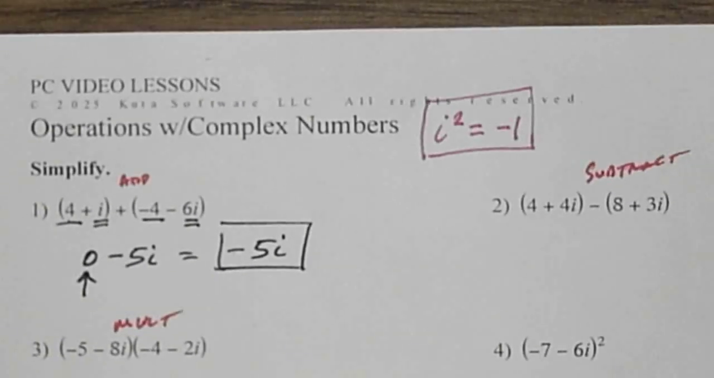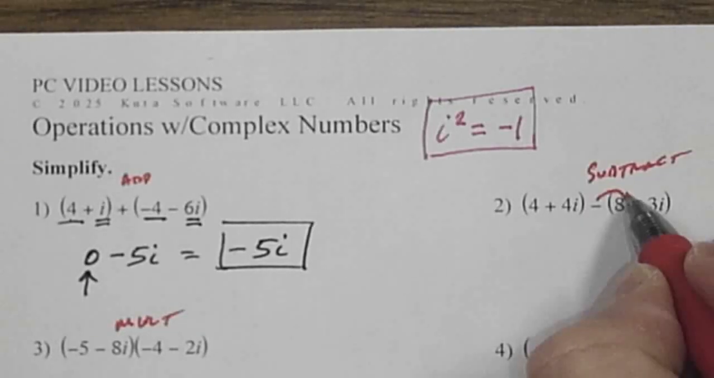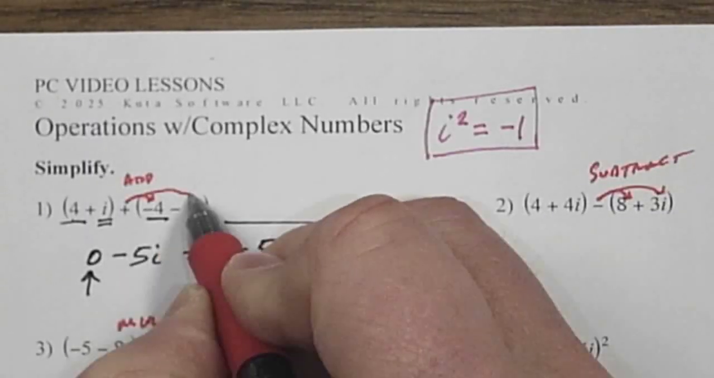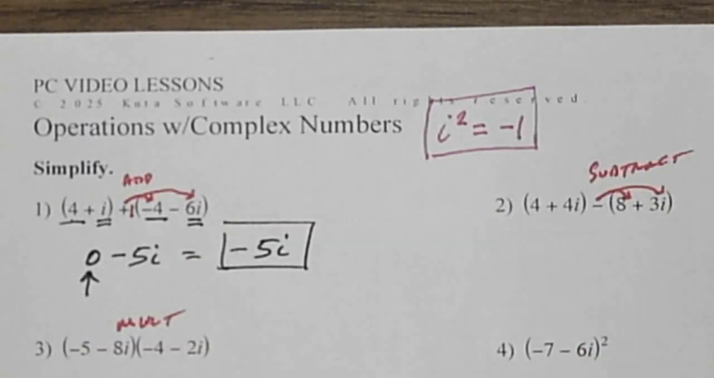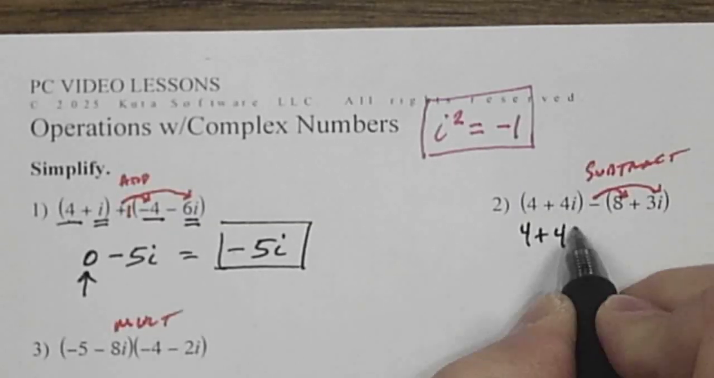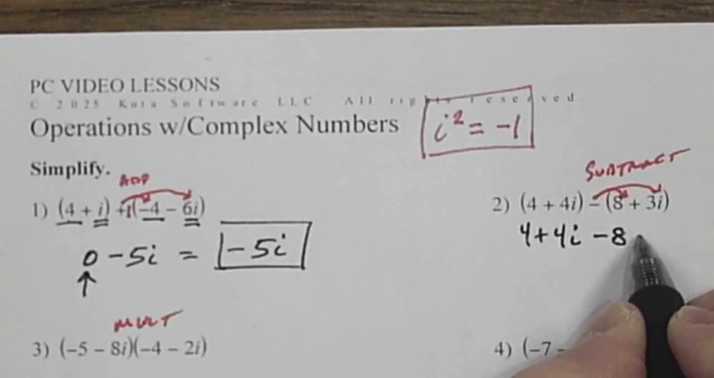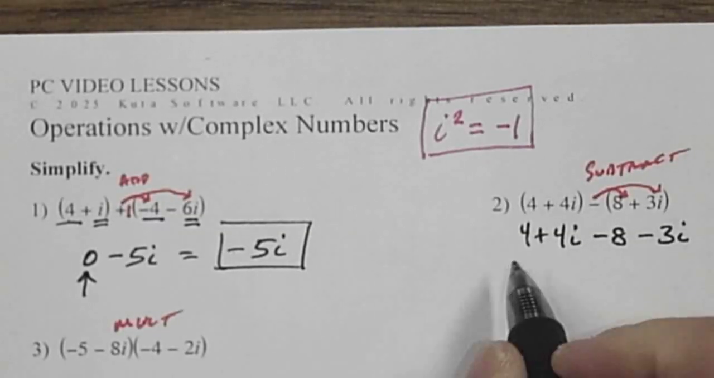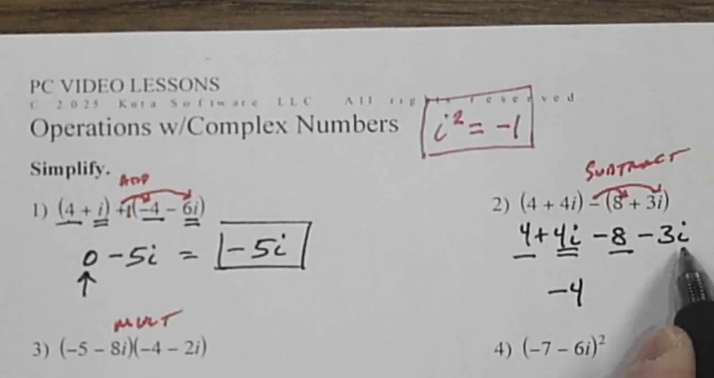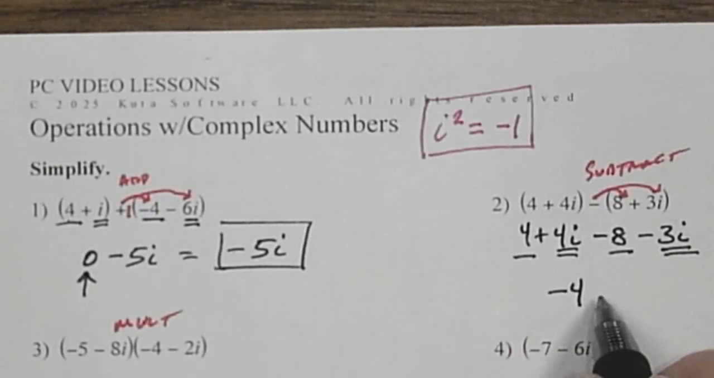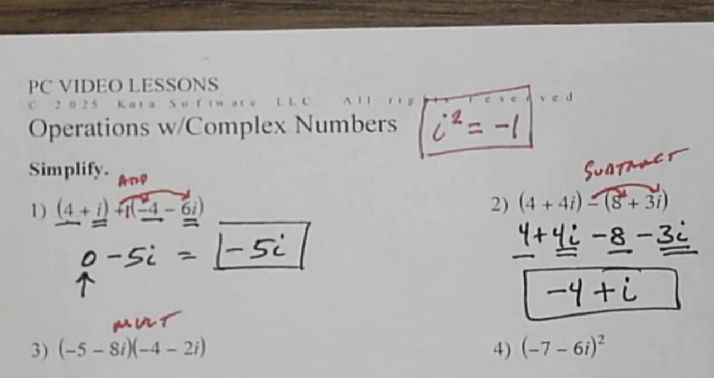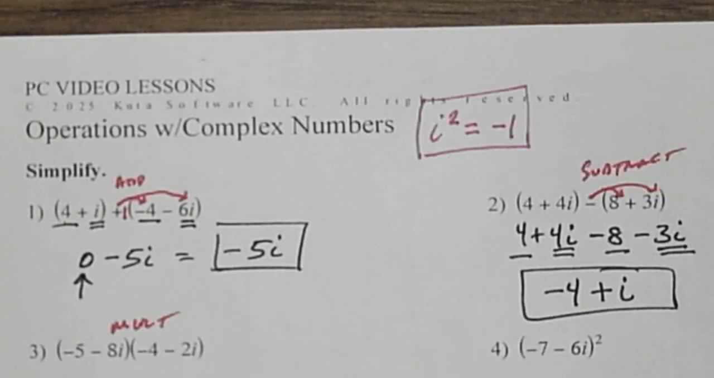So subtraction, a little bit different. We have to distribute the minus. Technically we're distributing the plus, but honestly, when you distribute a +1, what happens? Nothing. So if we distribute the minus, that's a -8 and a -3i, and now 4 minus 8 is -4. 4i minus 3i is plus 1i. And there we go. So real simple with adding and subtracting, not a big deal.